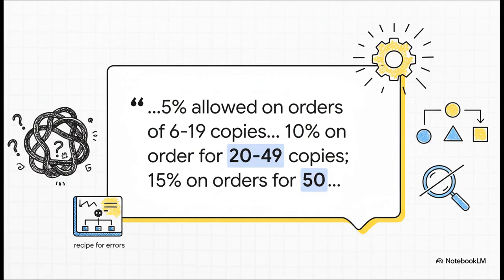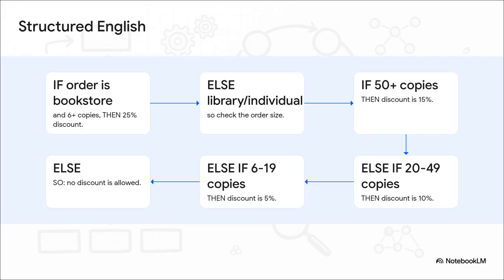So how do we fix this? Well, here's our first tool to the rescue, Structured English. All it does is take that nightmare paragraph and translate it into simple, clean logic. We just use basic words like if, then, and else. And boom, just like that, it's crystal clear. If the customer's a bookstore, then do this. Else, you've got a different set of rules. It becomes a super precise step-by-step guide.